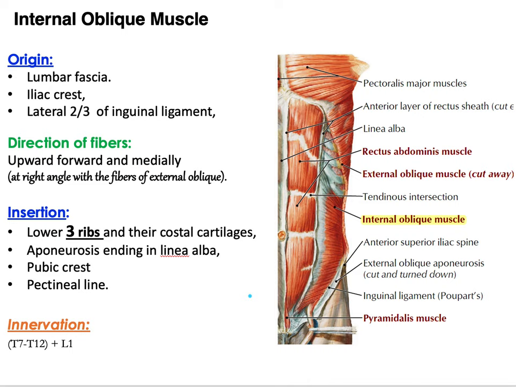Let us shift fast to the second, deeper muscle, which is the internal oblique muscle. It originates from the lumbar fascia and iliac crest, as you see, but most importantly, it originates here. Because you know that the external oblique muscle creates the inguinal ligament, now the internal oblique, deep to it, originates from the lateral two-thirds of it. Look at the fibers of it. The origin of the internal oblique muscle is important, and I will let you know why. However, it inserts on the lower three ribs, linea alba, pubic crest, and so forth.